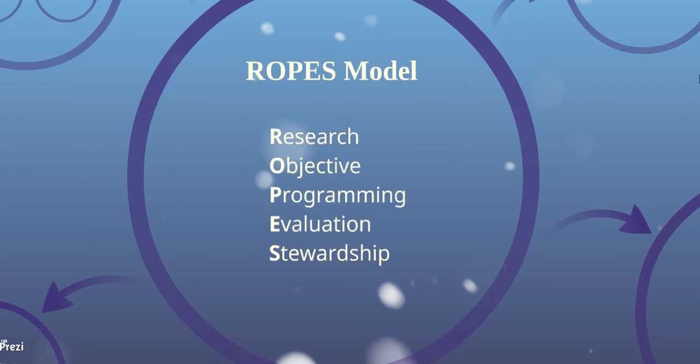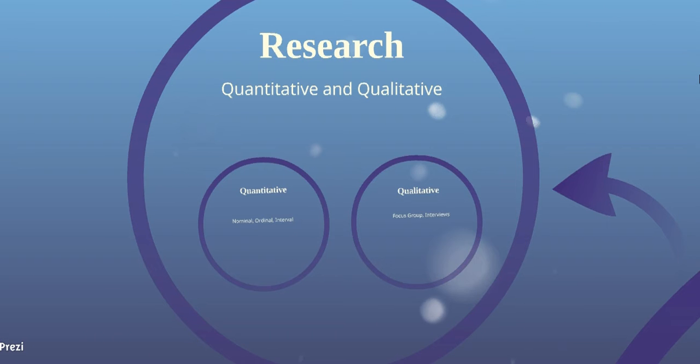We'll begin with what the ROPES model actually is. It can be broken down into 5 individual portions. It starts with research, followed by objective, then programming, evaluation, and finally stewardship, probably being the most important of the 5. So let's jump into research.